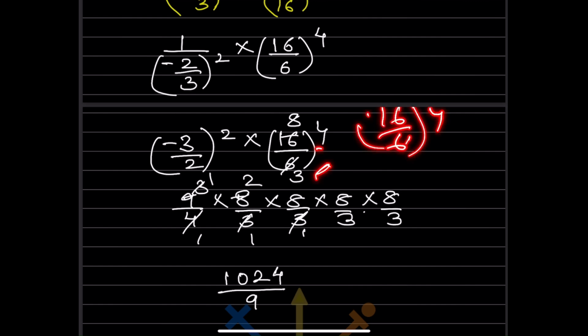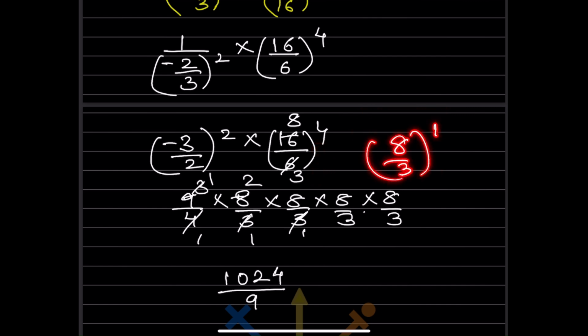So that can be written as 2 3s are and 2 8s are. So this is now (8/3) raised to 4. That means we have to multiply this one 4 times, 8 by 3. That is what I did here. So now we will simplify this one.